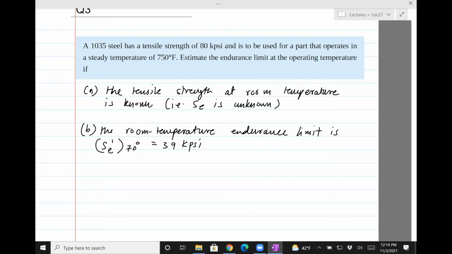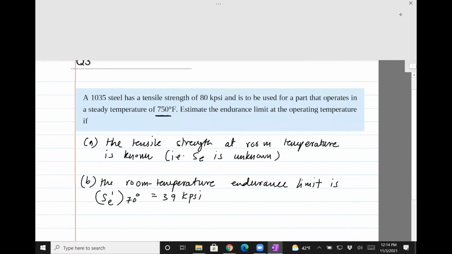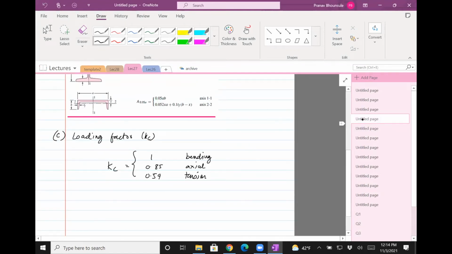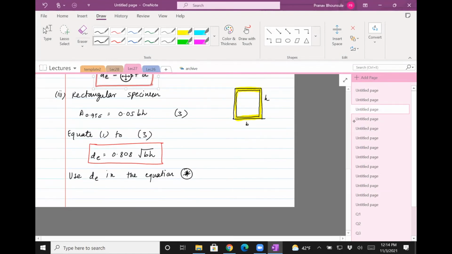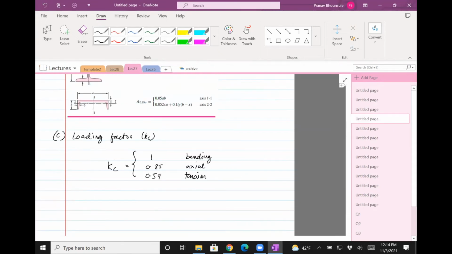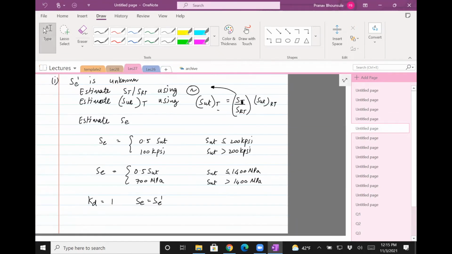Okay, so how do you deal with the fact that you need to account for the temperature, right, in this case, because you're given the endurance at a certain temperature, which is at room temperature, and you need to find its endurance at a different temperature, the operating temperature, which is 750 Fahrenheit. So let's just go to the effect, which talks about temperature effects. Okay, this should be the next one. Here it is.